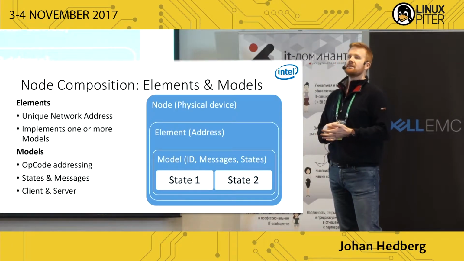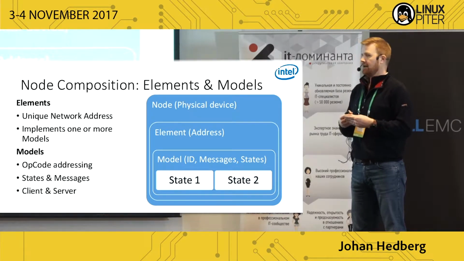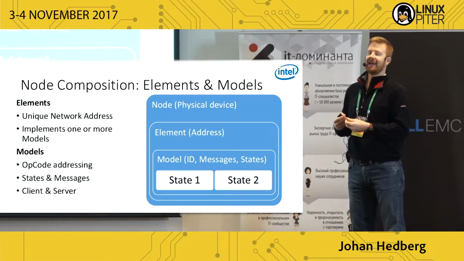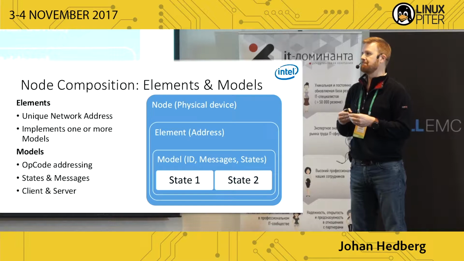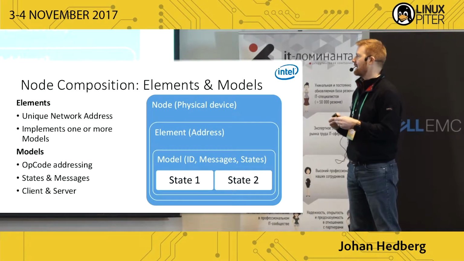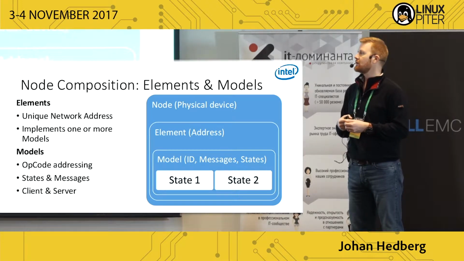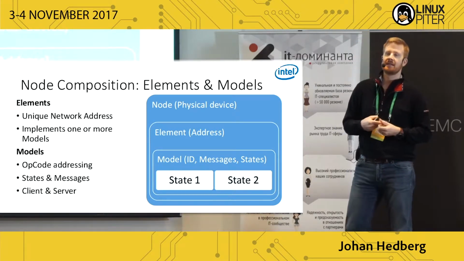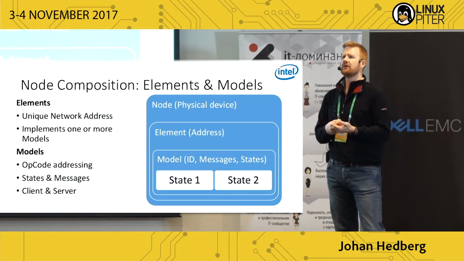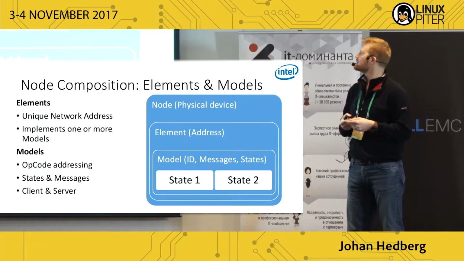A little bit about the composition of how Bluetooth mesh nodes are logically constructed. The physical devices that you have are called nodes, but they can contain one or more so-called elements inside. A mesh element is the basic addressable entity that you have in a mesh network. So that's the one that has a mesh network address that you can send messages to. Each element in turn can have multiple so-called models. And a model is basically a definition of states and messages which can influence those states.